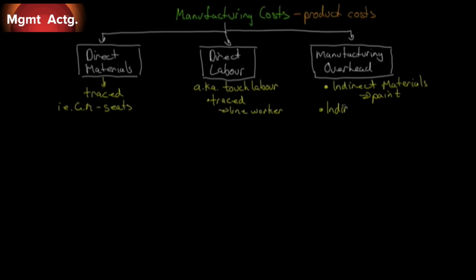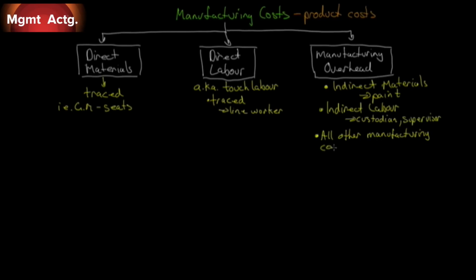Now, indirect labor are people who work in the factory that do not touch the product. So a good example would be the custodian. It's necessary to clean the factory, but because they don't touch the product, they're not considered direct labor. Also a supervisor. Supervisors may supervise many different lines of production, and you can't trace their salary to just one item.